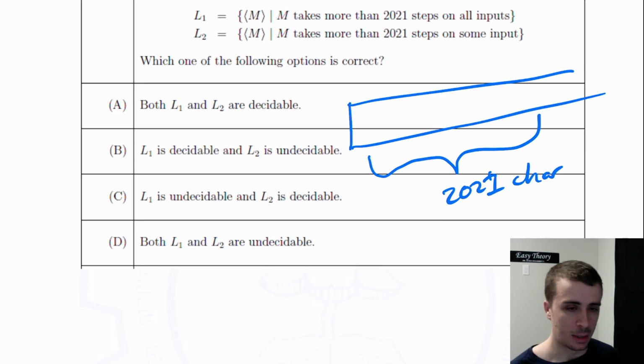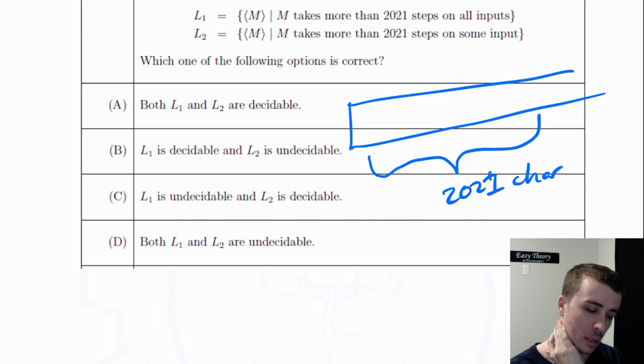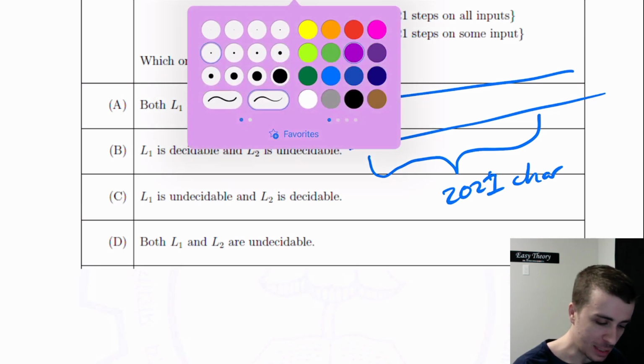Okay, that's interesting. So if it's on some input... Yeah, the main concern is, what is the difference between all and some here? Oh, actually, no, that's okay. So we can actually just simulate all strings of length at most 2021 and run them for 2022 steps. Okay, so yeah, that's the trick.